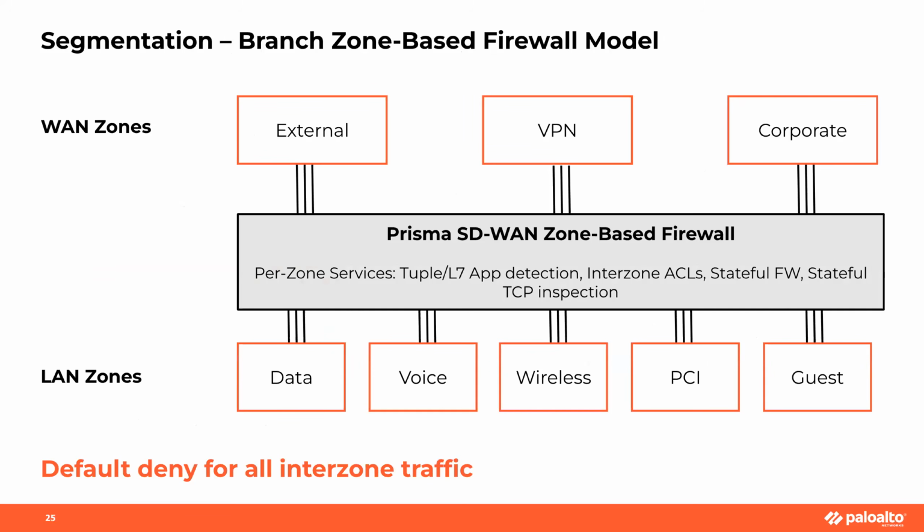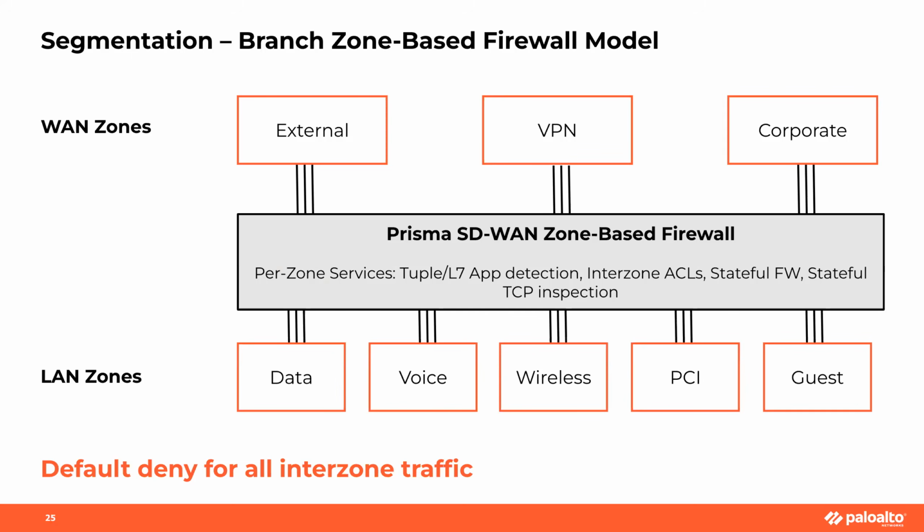So this is just what a zone-based model may look like for a branch device. On the top, we have the WAN zones. So we have an external zone. This may be your internet connection, so traffic that's going DIA. A VPN zone. This is a special zone within Prisma SD-WAN. Any Prisma SD-WAN tunnel, a native SD-WAN tunnel, will automatically be put into a group called VPN, and then you can apply a zone to this group of SD-WAN tunnels using the VPN construct. And then corporate in this case may be your MPLS underlay.